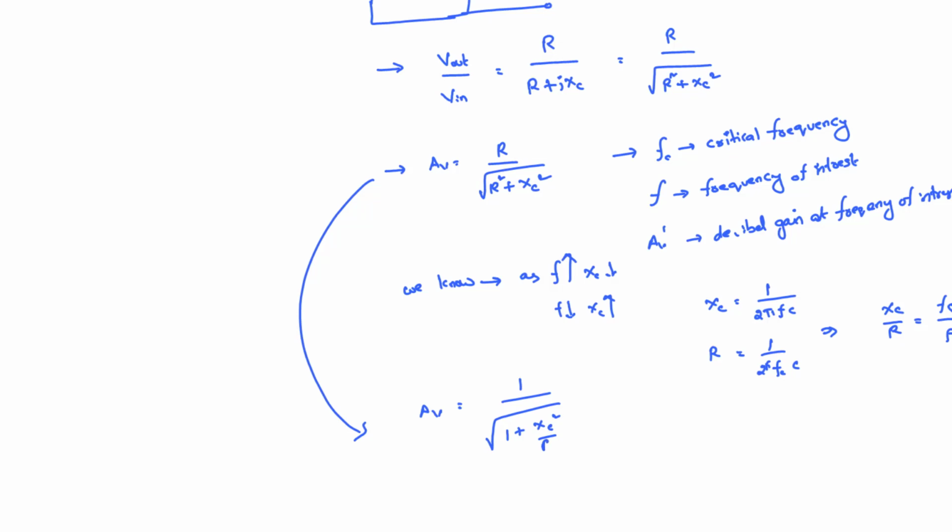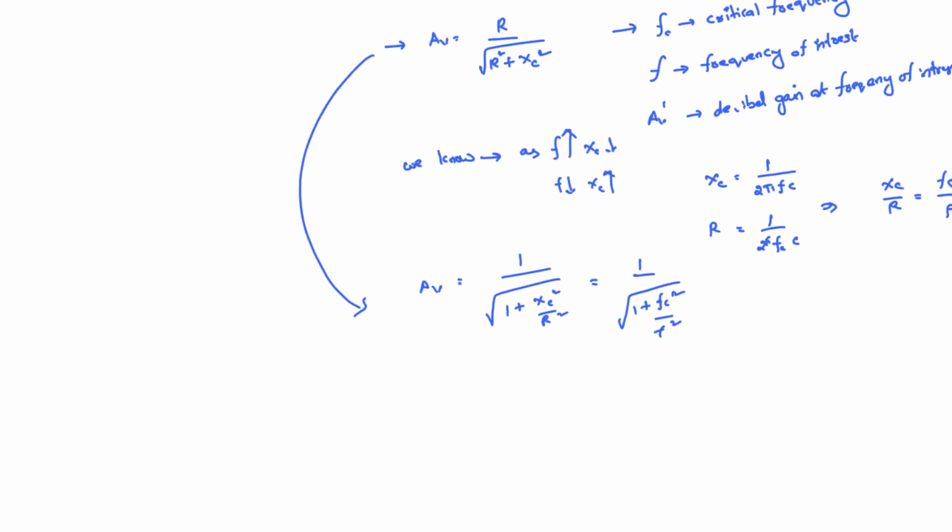So Xc by R I know, because I wanted to know my critical frequency. That's why I wanted to put Xc by R as fc by f. If I put that, the total gain will become 1 by square root of 1 plus fc square by f square. Now I wanted to write the decibel gain for it. The decibel gain is 20 log to the base 10 of the gain, that is 1 by square root of 1 plus fc square by f square. That is the most important point here.